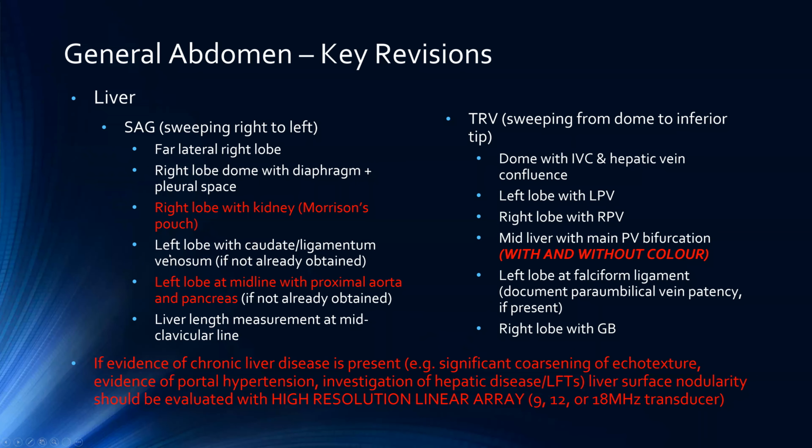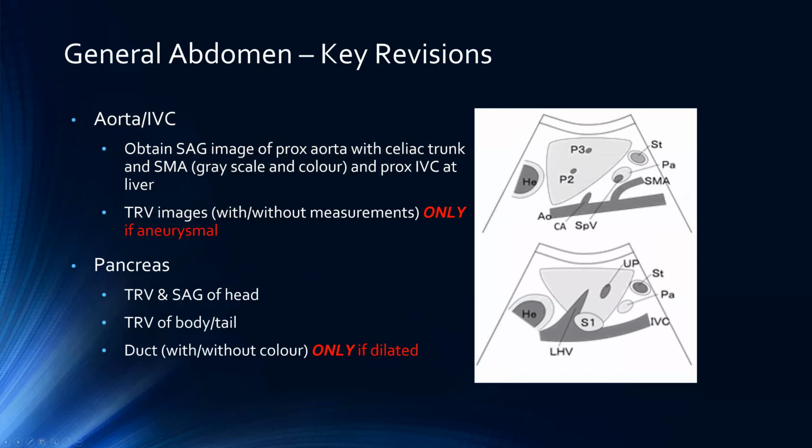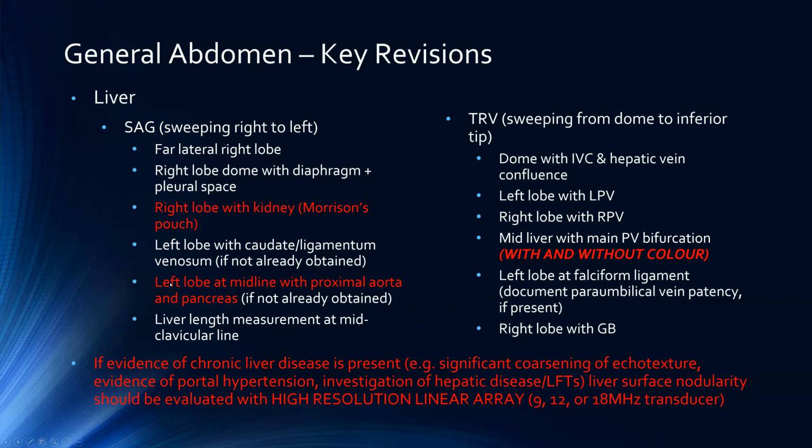In terms of coming across into the left lobe, getting that sag image of the caudate and ligamentum venosum, you may have already obtained while imaging the midline epigastrium. That's this image here. So no need to duplicate if it's already obtained. Similarly with the left lobe, midline proximal aorta and pancreas, that also may already be obtained, and no need to get that image again if it's already been obtained.